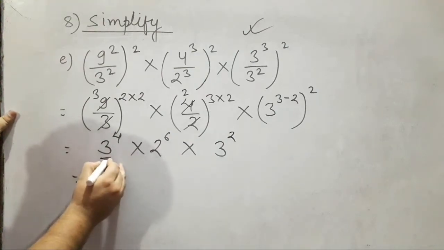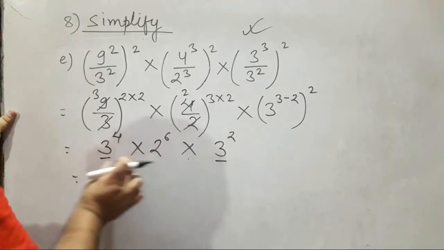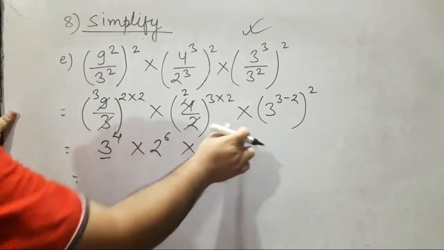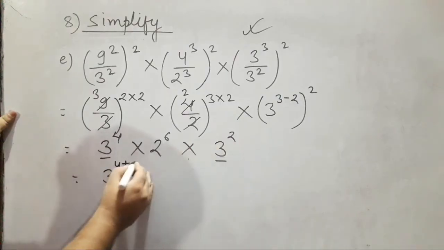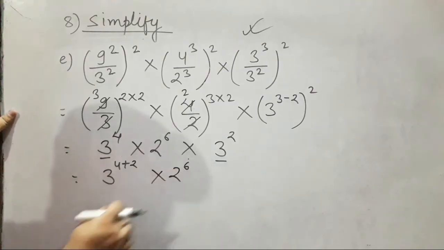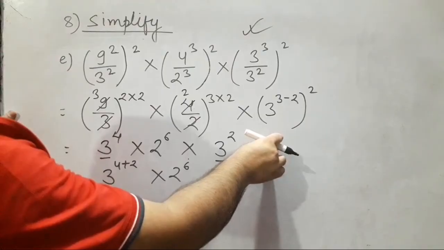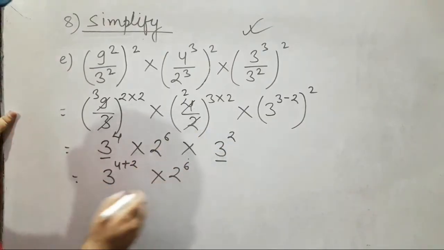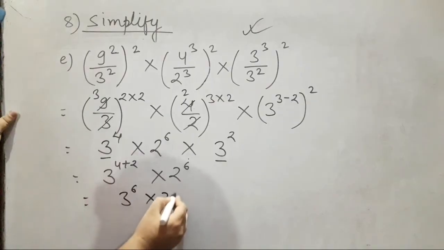Here 3 power 4 into 3 power 2. Same bases, when they are multiplied, their powers are added. So I can write it as 3 power 4 plus 2 into 2 power 6. Since this 2 power 6 doesn't have another base 2, it will remain as it is. So 3 power 6 into 2 power 6.